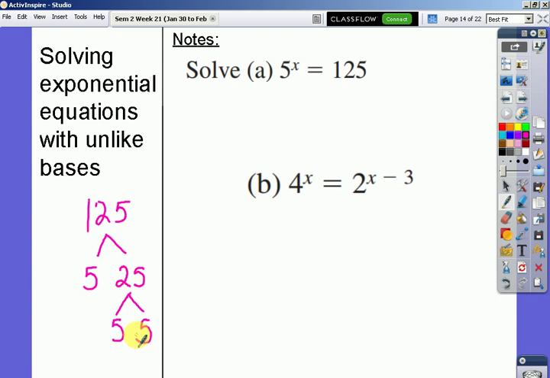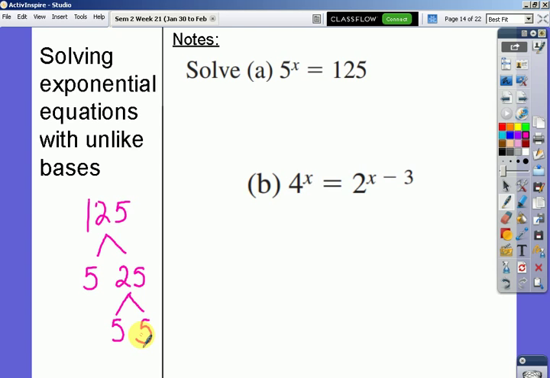What's a prime number? A little bit more. Yeah, it's only divisible by itself and 1. Right. So in this case, 5 is only divisible by itself and 1. So it's a product of primes.